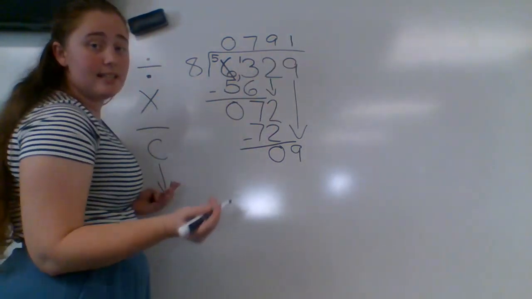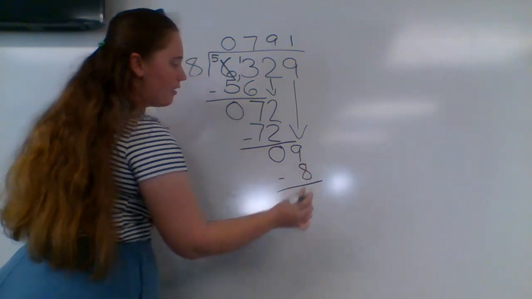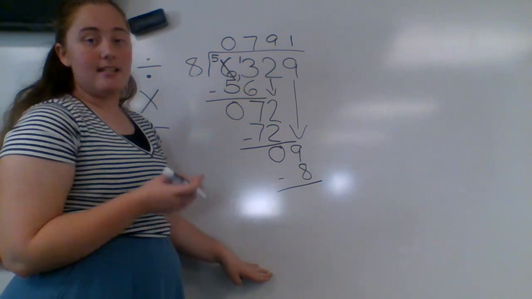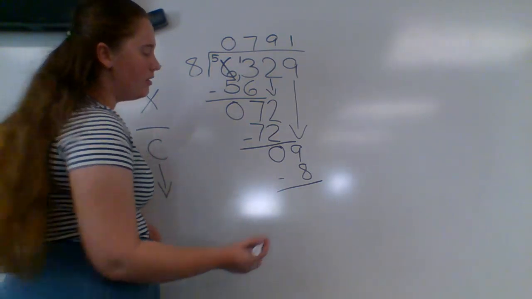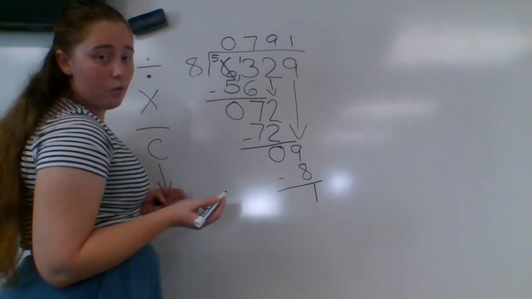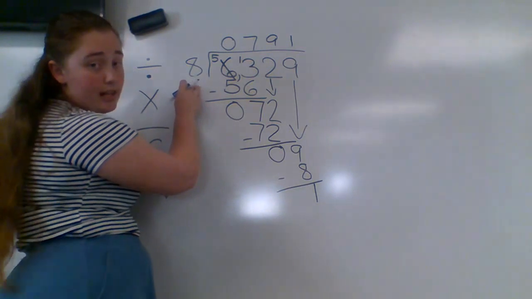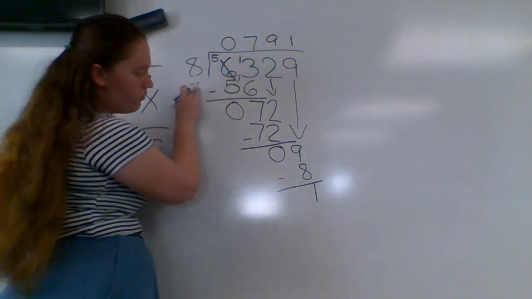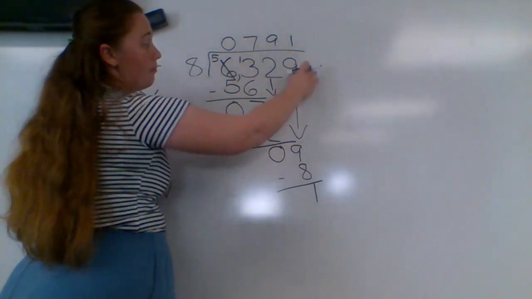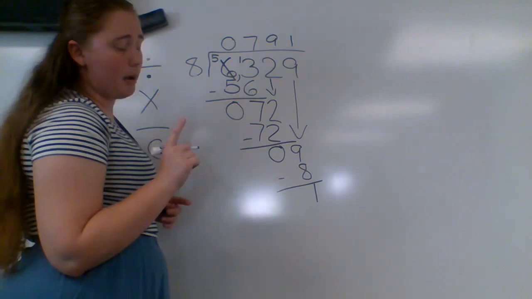8 times 1 is, right? Anything times 1 is itself. So 8 times 1 is 8. 9 minus 8 is, good, 1. And we are going to have to compare. Is 1 smaller than 8? Right, it is. So now I have to bring down. But I don't have any more numbers to bring down. So that means I'm going to have to do what?